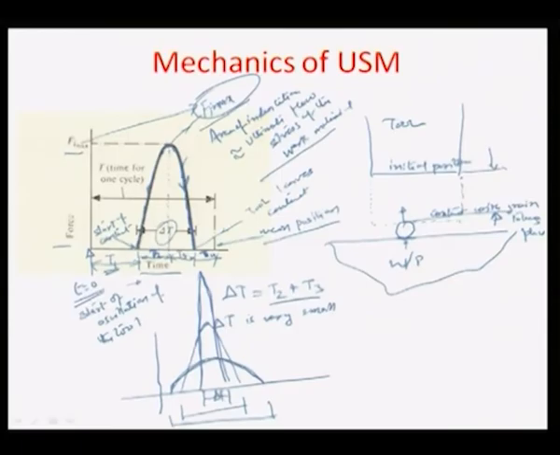So, it will not be very much erroneous to assume that the nature of variation of Fi is triangular, particularly when this delta t is very, very small. Okay.